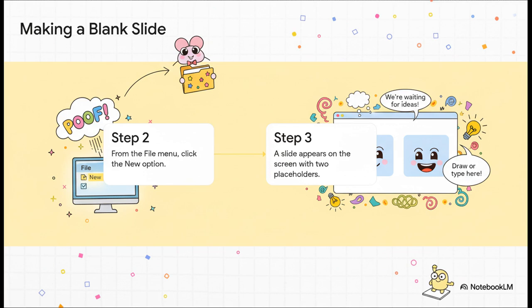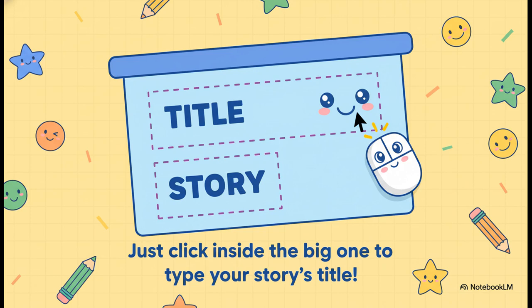See those two special boxes on the screen? They're called placeholders, and they're just sitting there, waiting for us to fill them up with our awesome ideas. And this is where the fun really begins. Those boxes with the dotted lines are all ready for you. All you have to do is click your mouse inside that big top box, and you can type the title of your story. Then, just click inside the smaller box right below it to start writing the first part of your adventure. See, it's really that easy to get started.